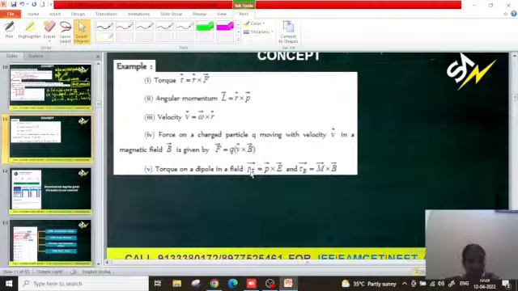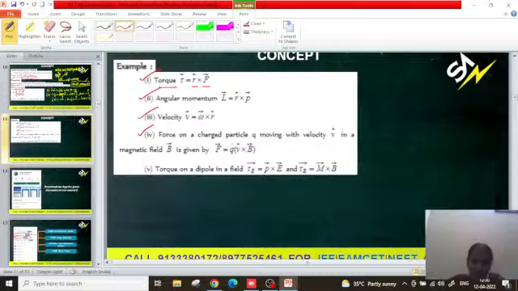In physics, let us see examples of the cross product of two vectors, which is a vector quantity. These are quantities established in physics. Torque, which is the cross product of r bar and F bar, where r bar is distance and F bar is force. Angular momentum, L bar is equal to r bar cross p bar. Linear velocity, v bar is equal to omega bar cross r bar.